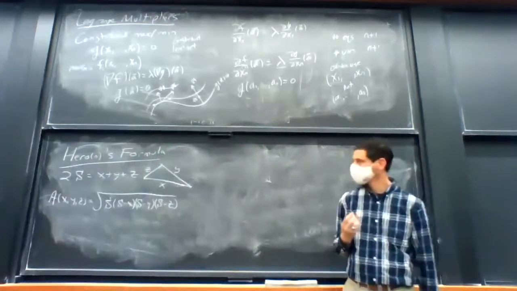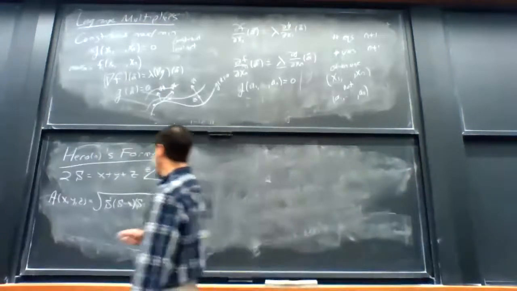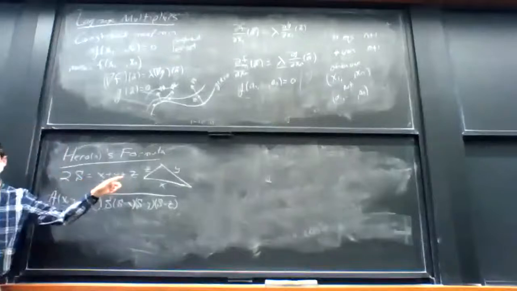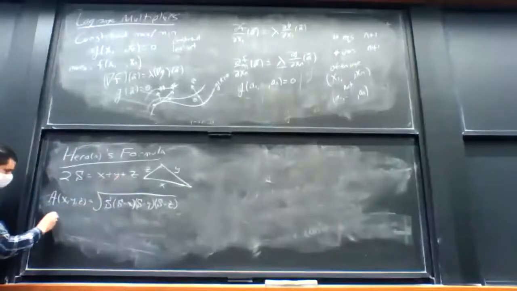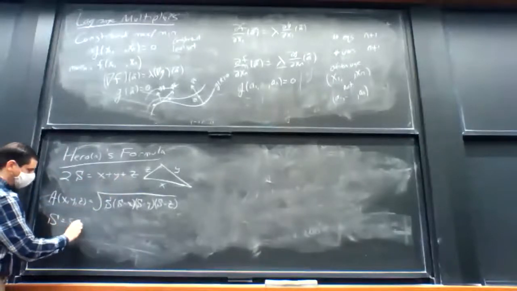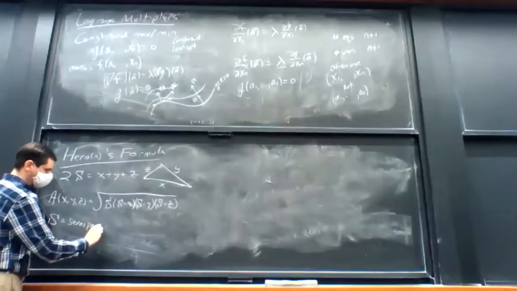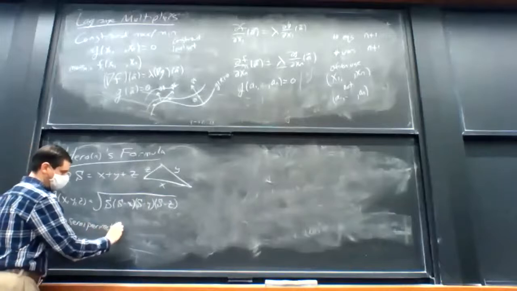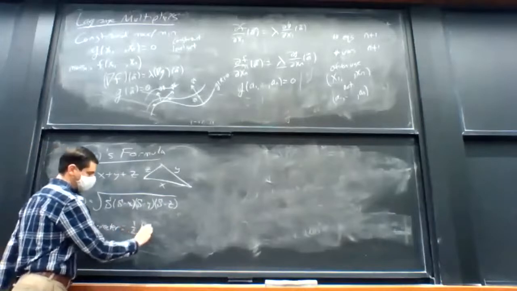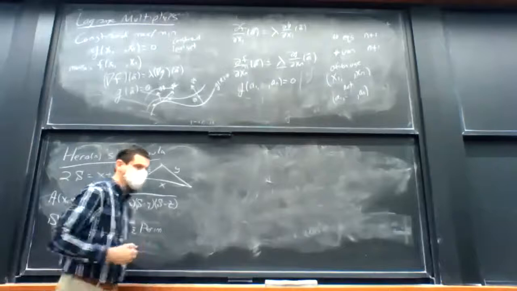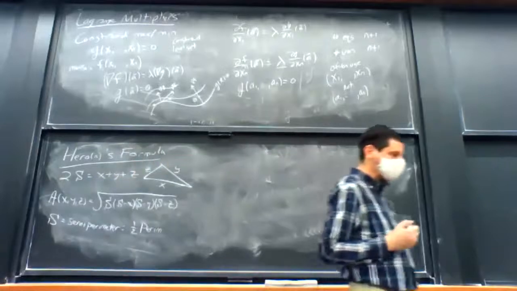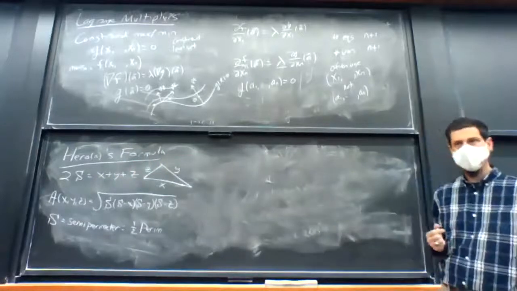What's the semi-perimeter? The semi-perimeter is half the perimeter. So s equals 1/2 times the perimeter. And when you look at the semi-perimeter, it's just a cleaner formula to use.